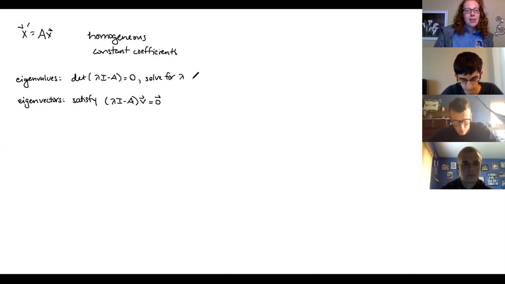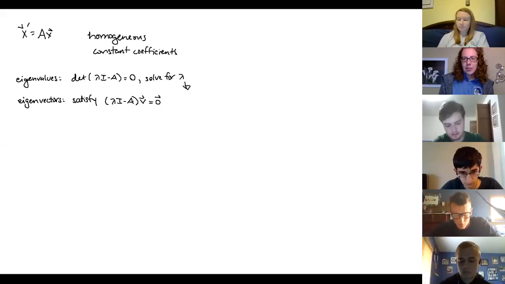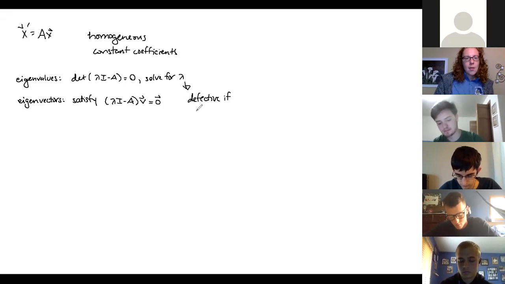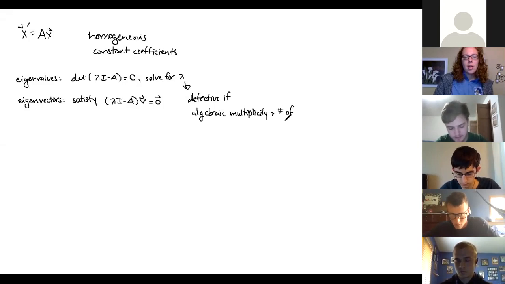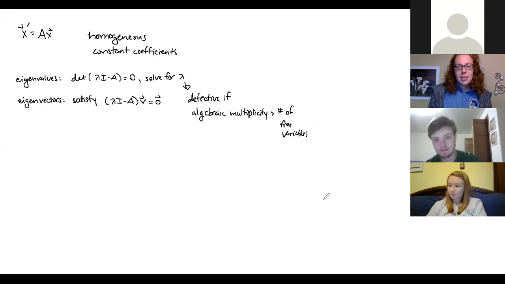Remember, we can have eigenvalues that are defective. So it's possible that our eigenvalues might be defective. These are defective if the algebraic multiplicity is greater than the number of free variables. Defective if the algebraic multiplicity is greater than the number of free variables. That's going to be defective in this case.